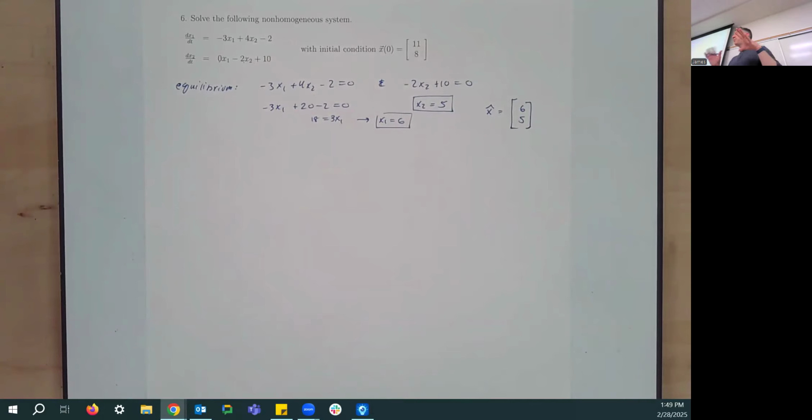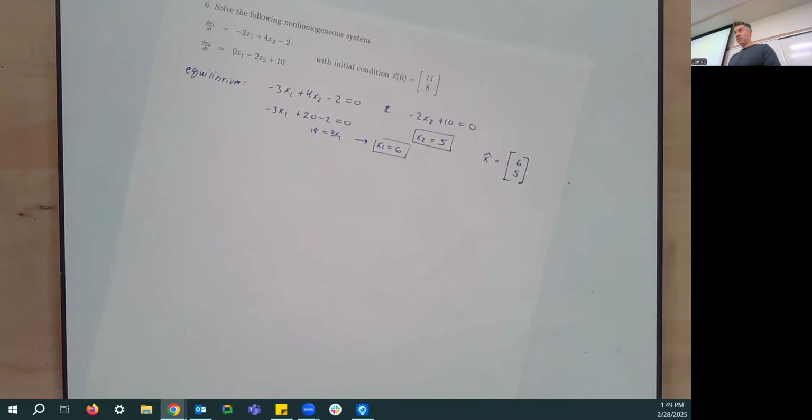Now I'm going to skip the work of doing the substitution, of letting y1 equal x1 minus 6 and y2 equal x2 minus 5, because I don't think you need to show that work. I could be wrong, but maybe he wants you to show that work. I don't think you need to though.